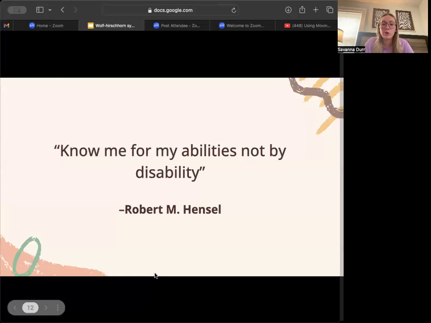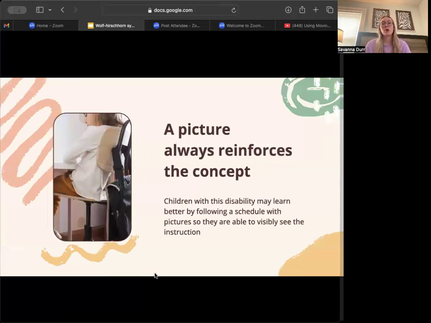So I just inserted a little quote from Robert M. Hensel: "Know me for my abilities, not my disability." So a picture always reinforces the concept. As I said, following a schedule with pictures is so much better than just telling them what to do because they may not be able to understand what you're saying. So it just helps them see visually what they need to do.